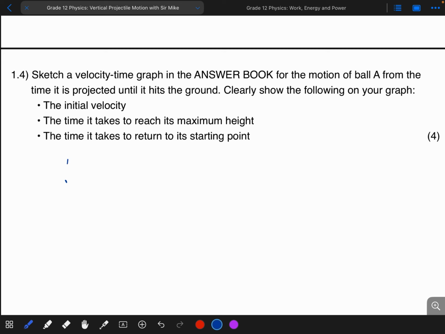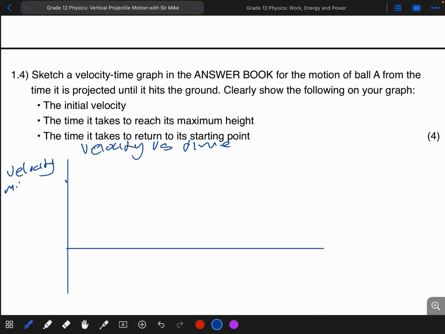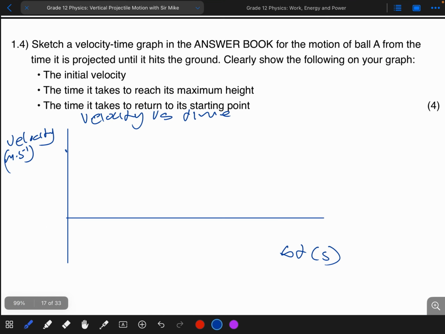So now you must write the velocity versus time. Let me put it down there. This will be velocity in meters per second, and this will be delta t in seconds. We know this object was projected with a velocity of 15, so it's going to start with a velocity of 15 at that point.